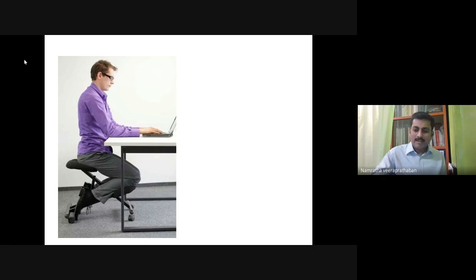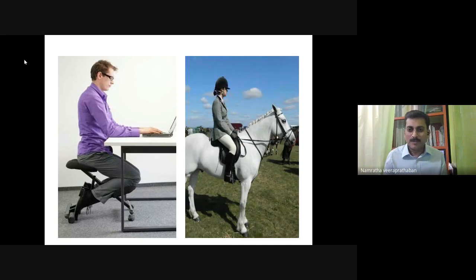Another scenario is when you are on top of a horse. If you look at the flexion, it is almost 60 degrees of flexion, and look at the spine of the person who is sitting on top of the horse.